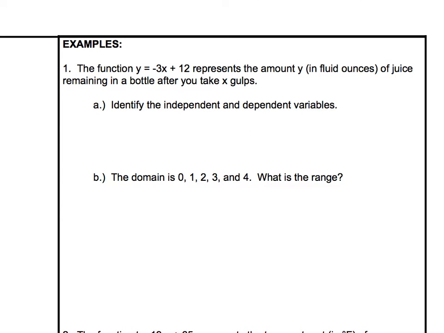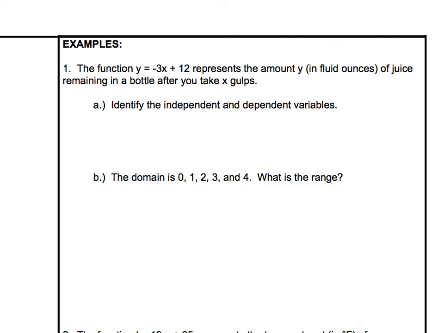The function y equals negative 3x plus 12, and that's a linear function, in y equals mx plus b form, represents the amount y in fluid ounces of juice remaining in a bottle after you take x gulps. Identify the independent and dependent. Okay, read this question, and I want you guys to think about what's the cause and what's the effect. The more gulps I take, the less juice that I have, right?